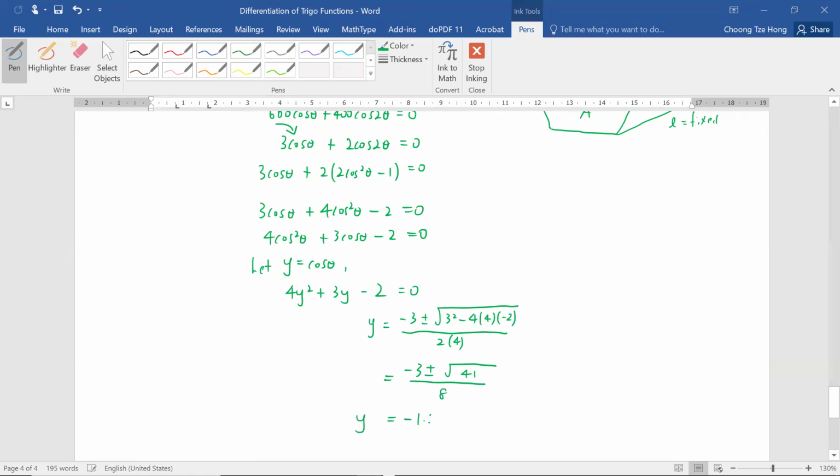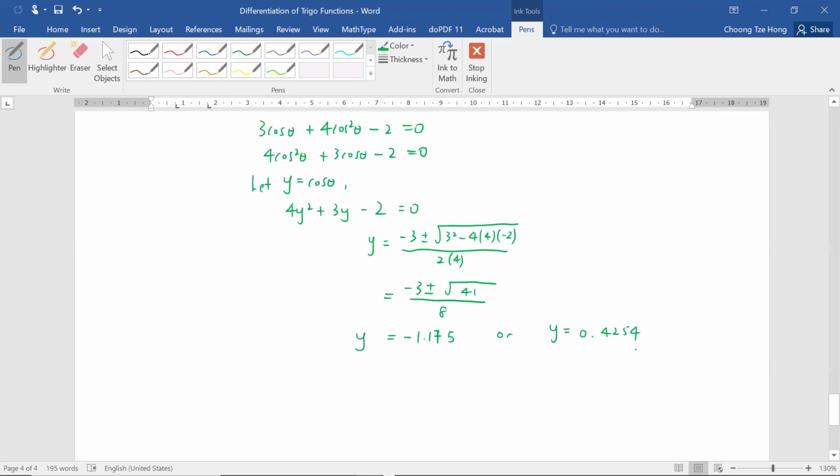So y, you will get two answers. One is negative 1.175, or y equals 0.4254. Don't worry that you have made a mistake, even if you think it's weird. For O level, just keep going and continue to solve the question as per normal. Even if you have made a mistake earlier on, if you solve the rest of the question correctly using the appropriate methods, you will still be able to get all the rest of the marks.